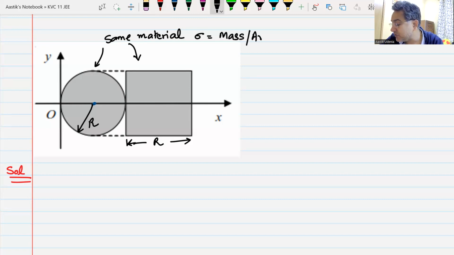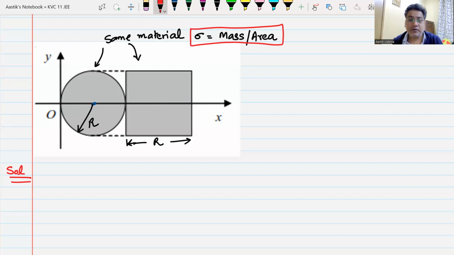No, mass per unit area. Now remember, every body, now this body has got an area. So I have taken mass per unit area. If this body had a volume, I would have taken it as mass per unit volume. This is a disk and this is a square. Disk and square both have areas. So I have taken sigma. Sigma is mass per unit area.